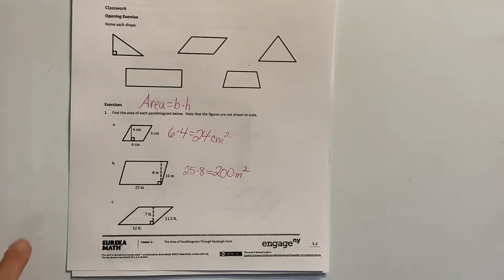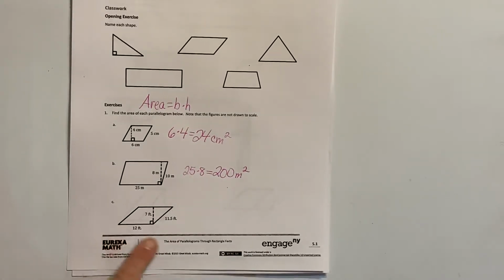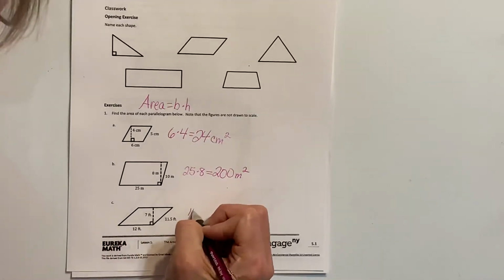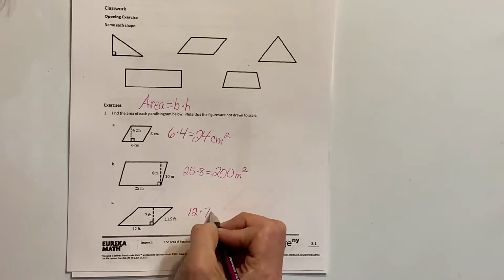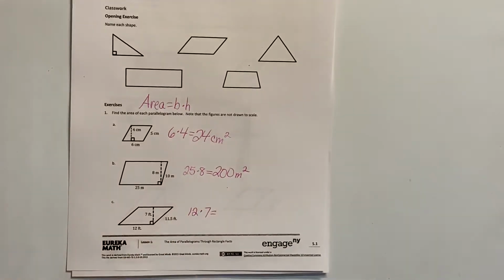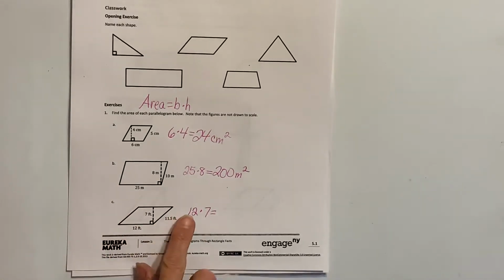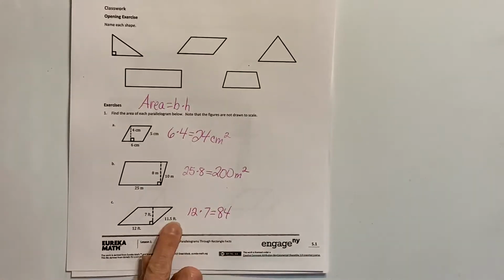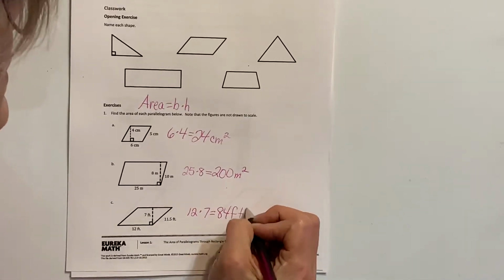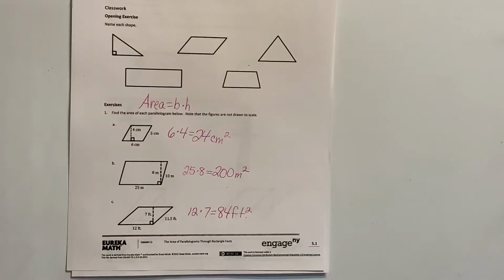All right, letter C. Again, I need to find my base and my height. So my base is 12. My height is 7. The extra information they give is 11 5/10 or 11 1/2. I don't need that in order to calculate the area. 12 times 7 is 84. I go back here, feet squared. All right? So those are the first 3.